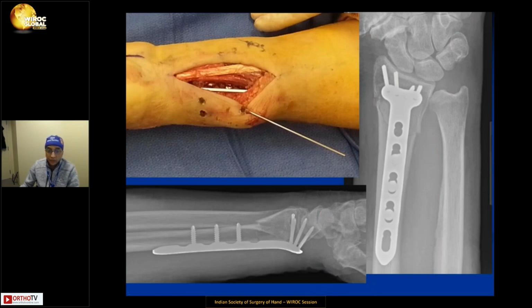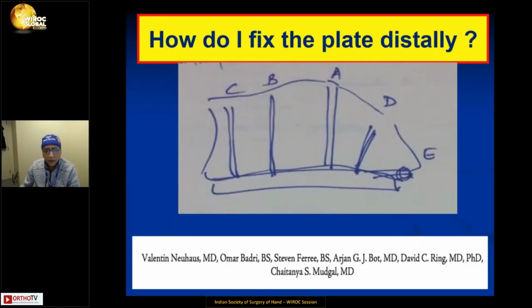The wire is removed. So a good way to remember how to put in a reduction wire is to do it this way also. How to fix the plates distally? Well, I usually fix the plates distally unless I'm doing a distal fragment first fixation technique. I use only smooth pegs, and I don't measure them anymore. This is my cheat sheet, which I'll show you.